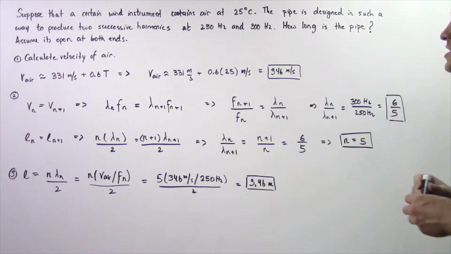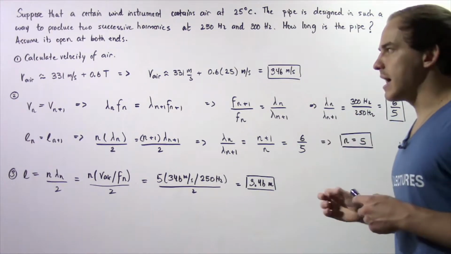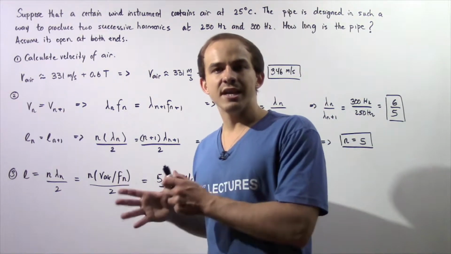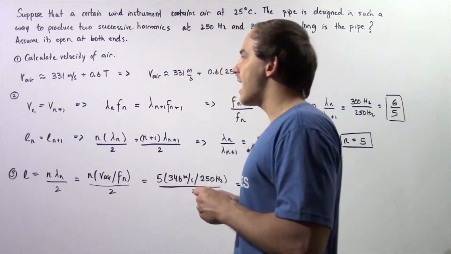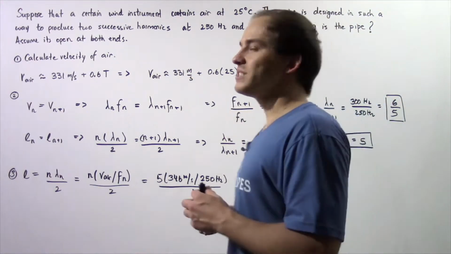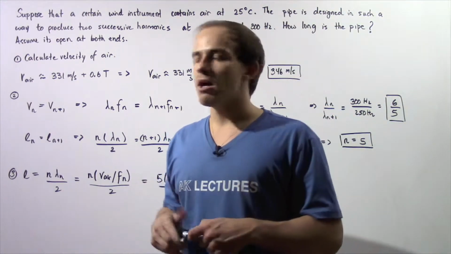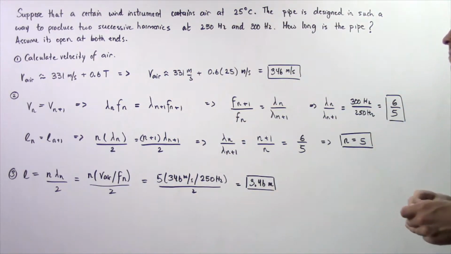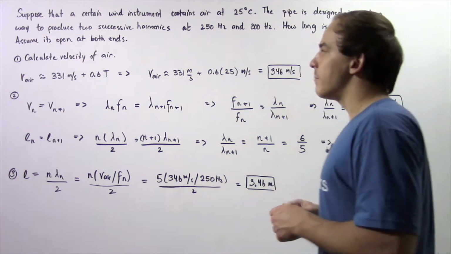We're going to break this problem down into 3 steps. In step 1, we're going to calculate the velocity of our standing wave inside our column of air. In step 2, we're going to calculate the harmonic number, and in step 3, we're going to calculate the length of the pipe. So let's begin with step 1.